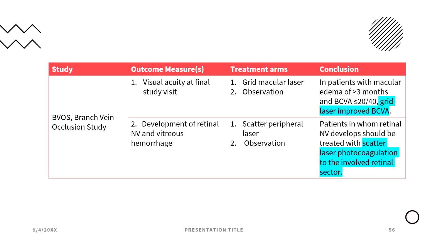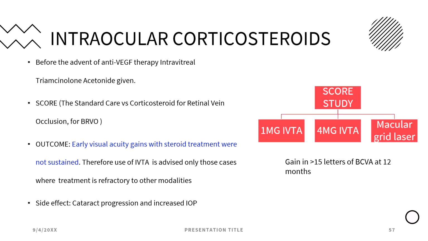According to the BVAS, one treatment arm was given grid macular laser and the other observation, and it was found that grid laser improved the visual acuity. When neovascularization and vitreous hemorrhage were present, one arm was given scatter peripheral laser and the other was observation, and it was found that scatter photocoagulation to the involved sector improved the visual acuity.